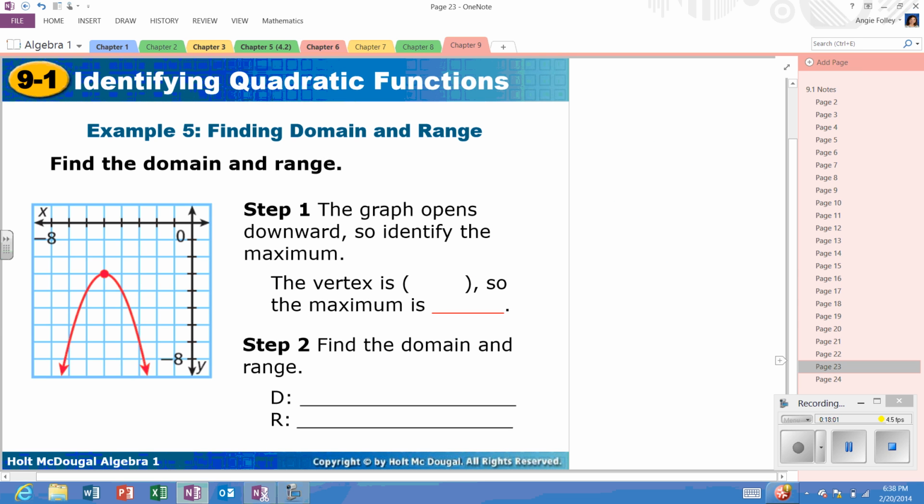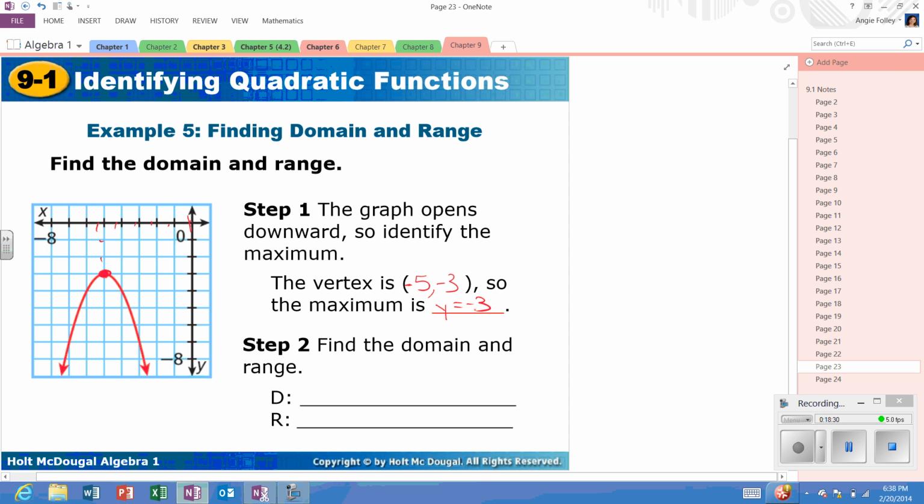For this one, they want us to tell the domain and the range. The graph opens down, so we know that we've got a maximum, the peak of a mountain. And the vertex of that peak is, here's the origin, we're going to go over 1, 2, 3, 4, 5. So we go over negative 5 since we went to the left, and down 1, 2, 3, so negative 3. So the maximum is at y equals negative 3.